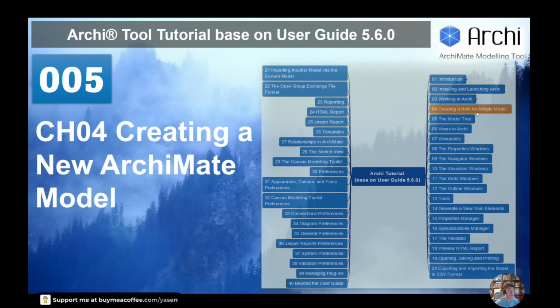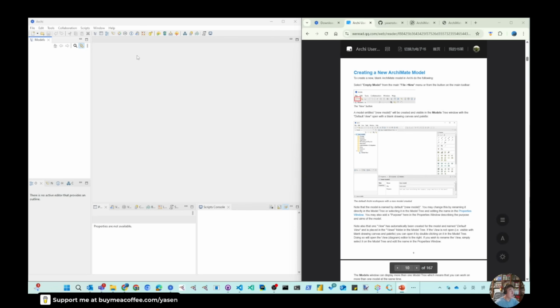Creating a new ArchiMate model in Archi. Within that, we will first add the new model. There are two ways: one is to just click this button, or you can come to the File menu and go to New. When you do the new, you may have three options, the same as when you click this drop-down list.